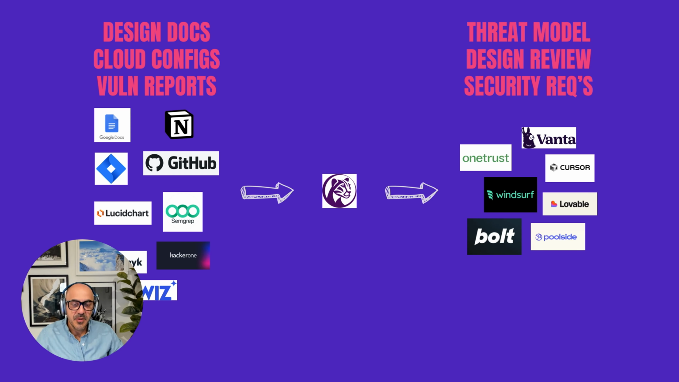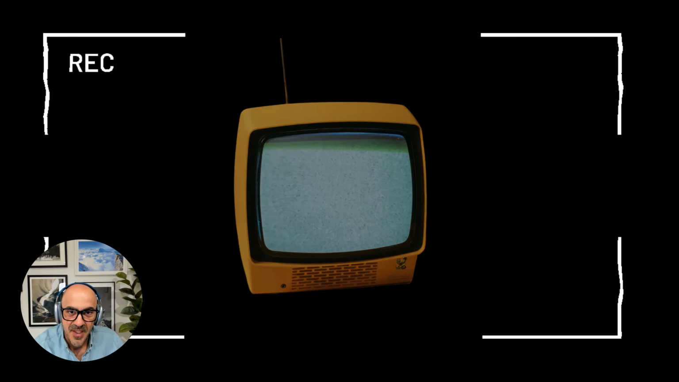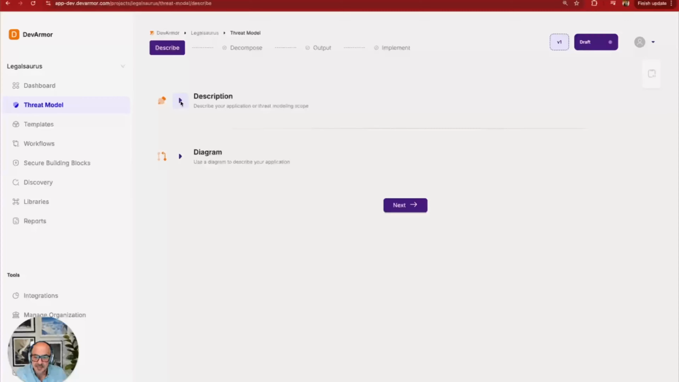It builds a system of record of threats, risks, controls, and mitigation plans. This database informs prioritization, maps controls to their threats, and powers risk management throughout SDLC. And thanks to seamless integrations, DevArmor delivers these requirements and controls directly to platforms that engineers already use. Let me show you how it works.